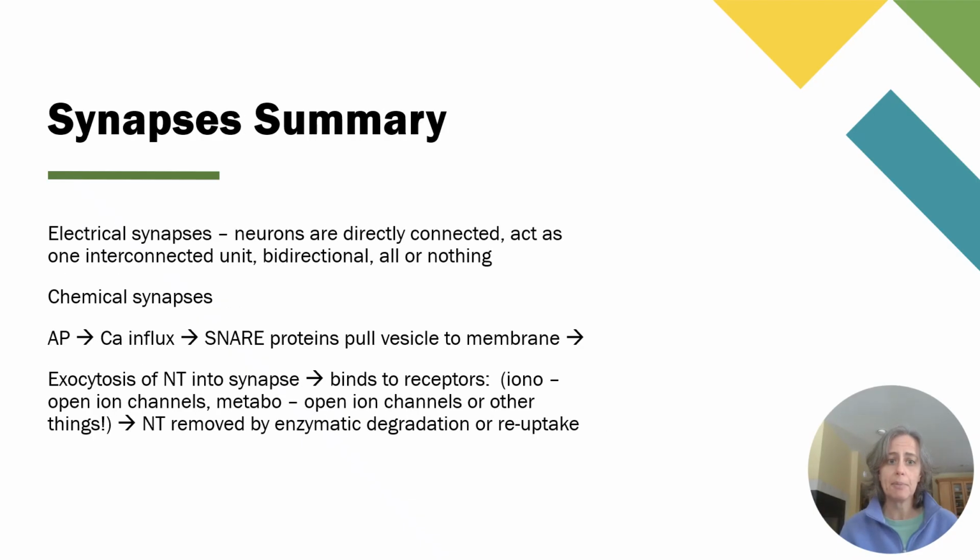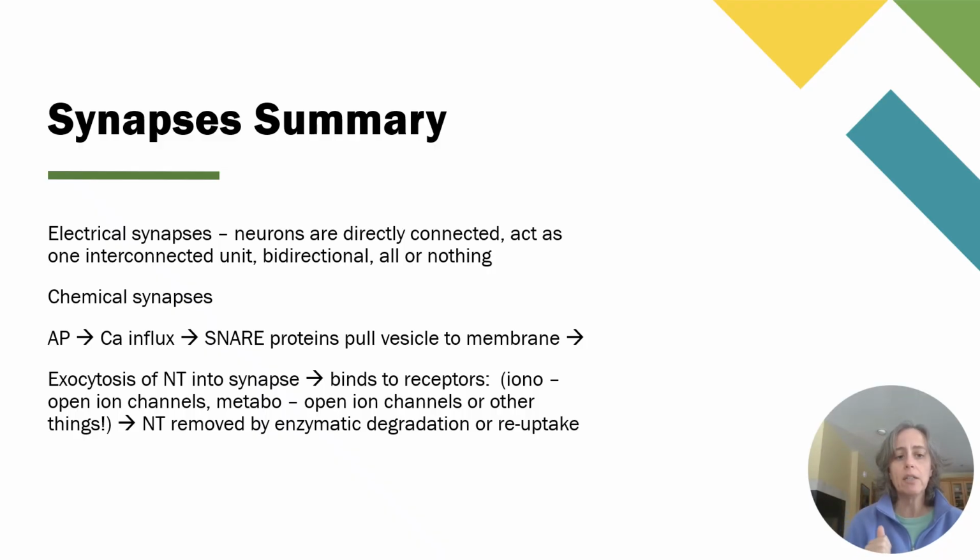Overall summary of synapses. Electrical synapses, we didn't talk about very much. We don't use a lot of them. That's where the neurons are directly connected by those connexons, like the adjoining rooms in the hotel. And so if one of them has an action potential, they all have an action potential, all the ones that are connected in this way. So it's really fast. It's all or nothing. It's near instantaneous. That's pretty cool, but it doesn't allow for finesse. So most of the time we use chemical synapses.